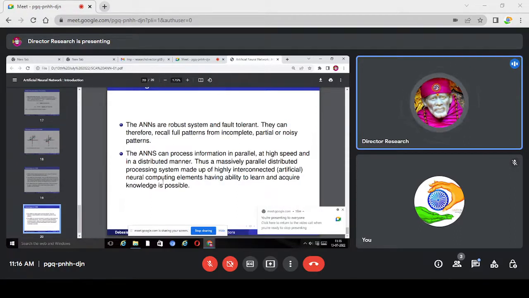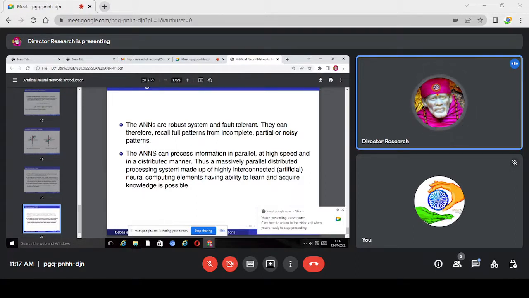Artificial neural networks can process information in parallel, at high speed and in a distributed manner. Thus, a massively parallel distributed processing system is made up of highly interconnected artificial neural computing elements having the ability to learn and acquire knowledge. So we learned the important concept here in artificial neural networks.